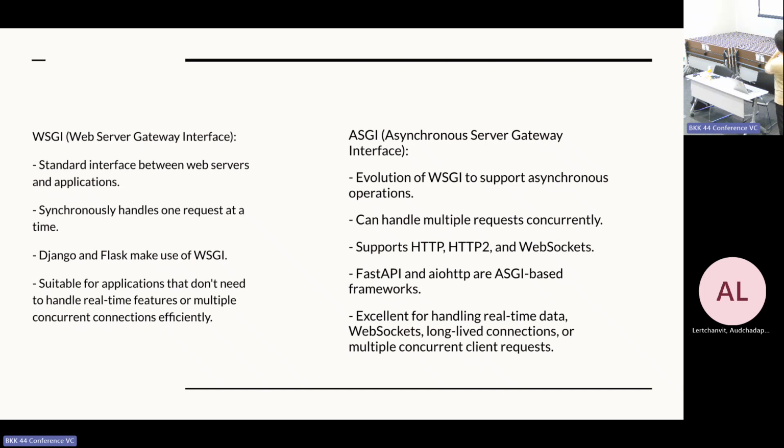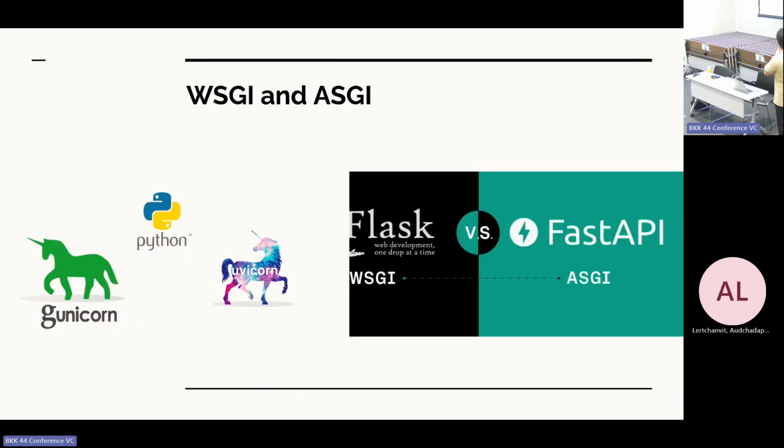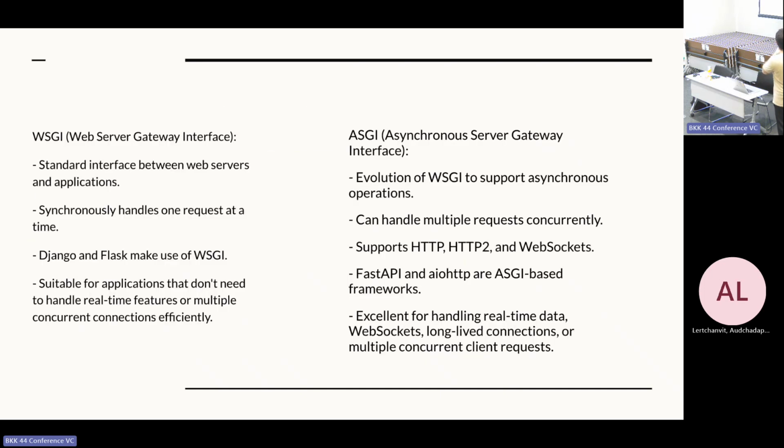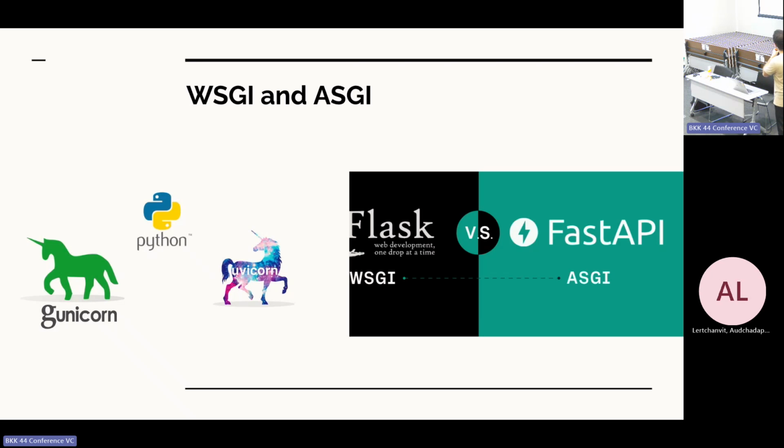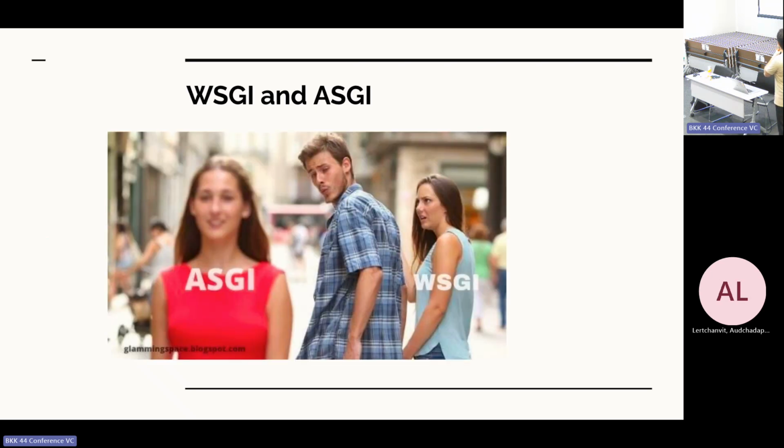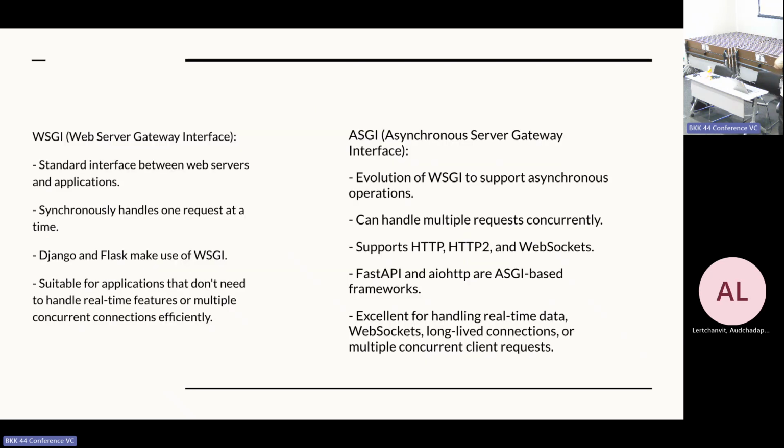ASGI, the Asynchronous Server Gateway Interface, with A for asynchronous, is an evolution of WSGI. They always mention the word superset, so everything that works in WSGI should be compatible with ASGI. It can handle multiple requests concurrently. That's an advancement. Again, these are just standards, but Uvicorn is written upon the ASGI standard, and so any application run via Uvicorn is going to be able to handle these concurrent requests better than Gunicorn, which cannot. It supports HTTP, HTTP2, and WebSockets.